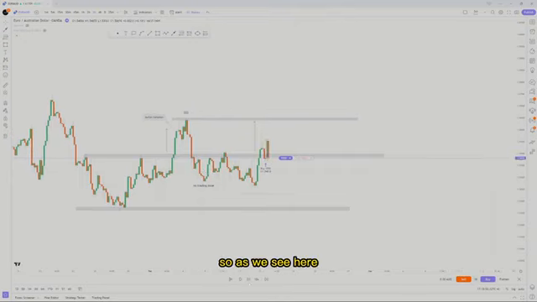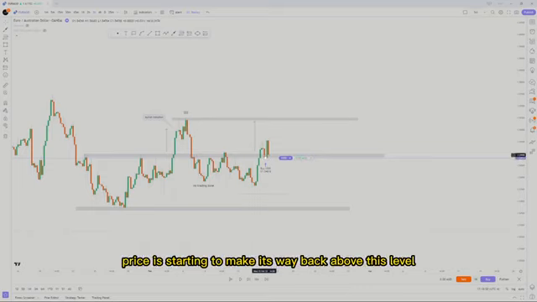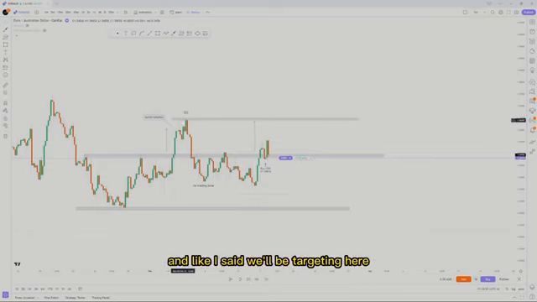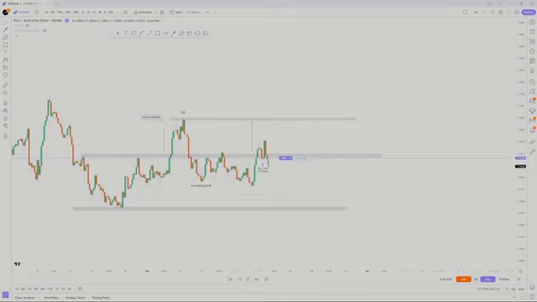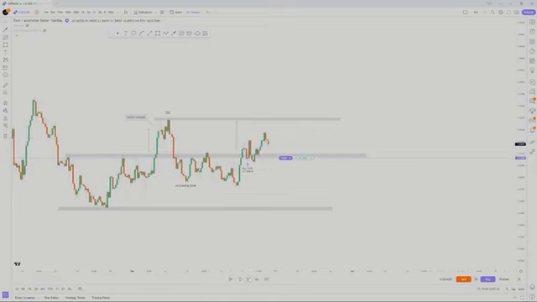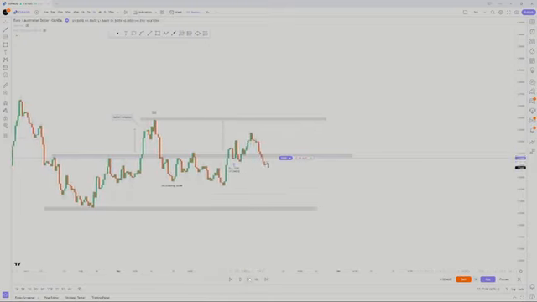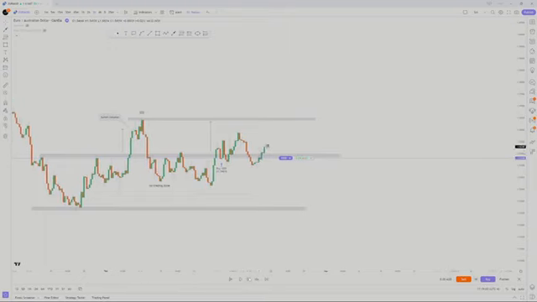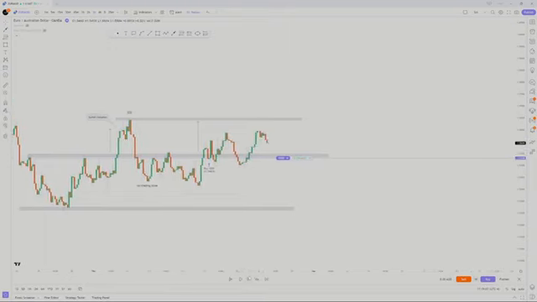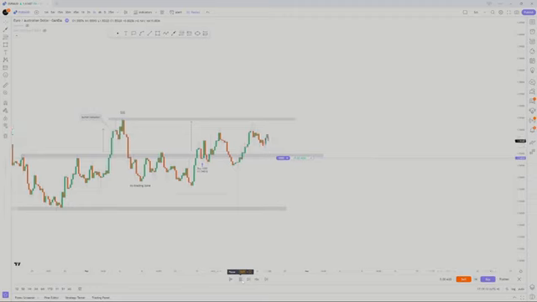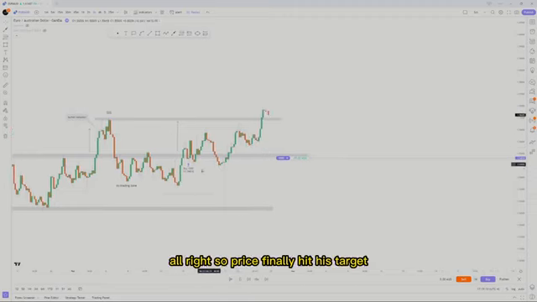So as we see here, price is starting to make its way back above this level. And like I said, we'll be targeting here. Let's just go ahead and see. All right, so price finally hit its target.